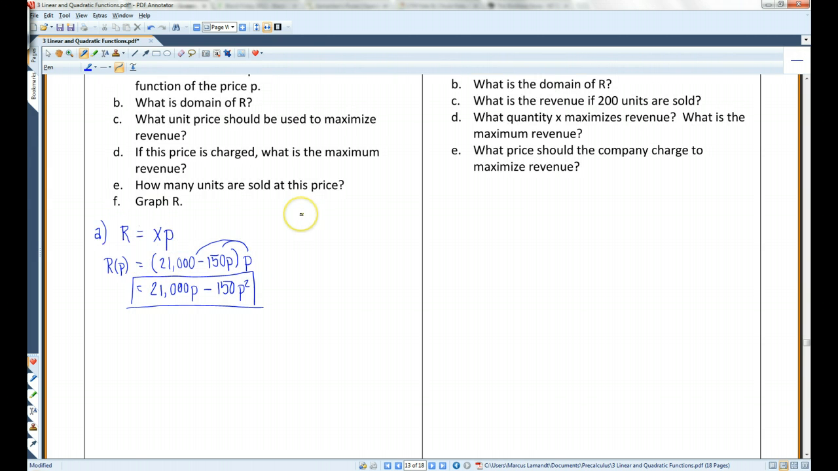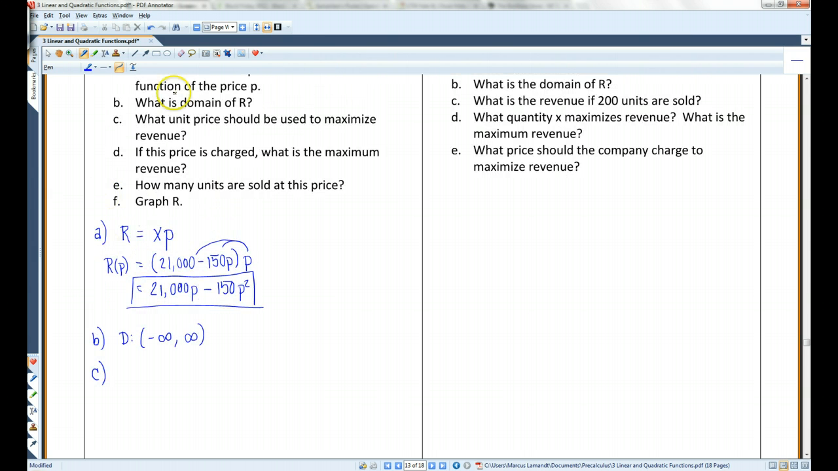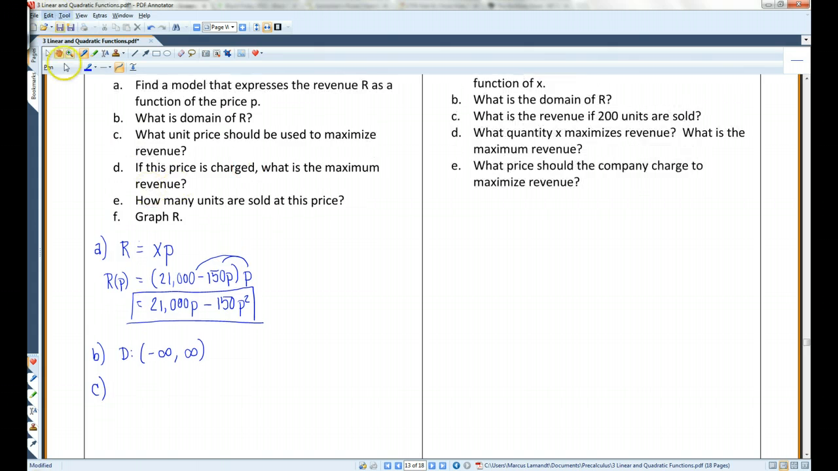Alright, part B. What is the domain of R? The function R is a quadratic function. Okay? And as you guys know, quadratic functions have domain of all real numbers. Alright. What unit price should be used to maximize the revenue?